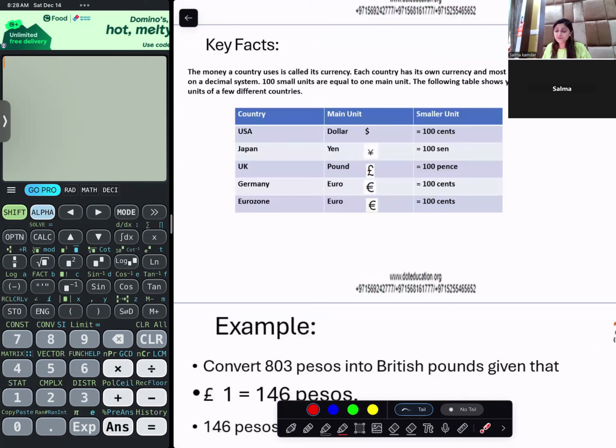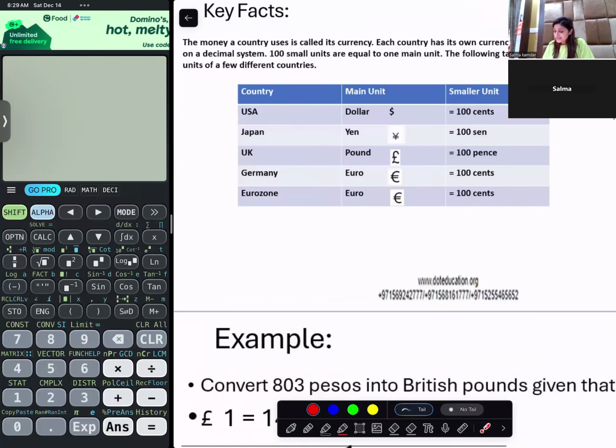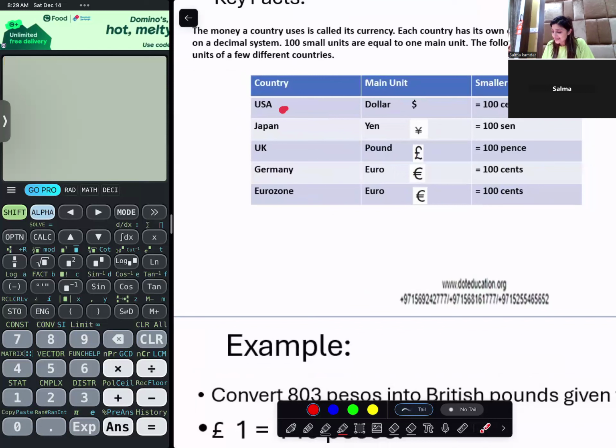Certain key facts for you to know here: any country uses a currency, the money that they use, that is called currency. Each country has its own currency, and most currencies work on a decimal system. 100 small units is equal to one main unit, and the following table shows you currencies of different countries. Say for example you have USA.